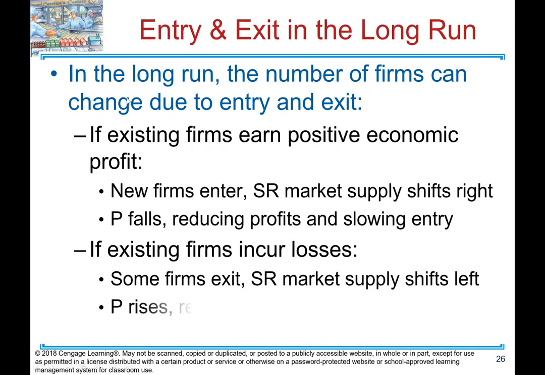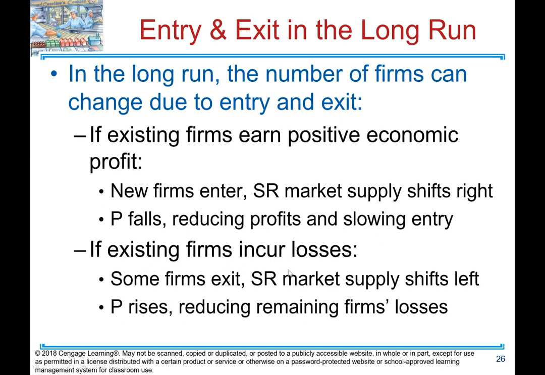Entry and exit in the long run. In the long run, the number of farms can change due to entry and exit. If existing farms earn positive economic profit, new farms enter. Short-run market supply shifts right. Price falls, reducing profits and slowing entry. In other words, if profit is made, it triggers other farms to enter, and as other farms enter, they bid out the profit and slow the entry.